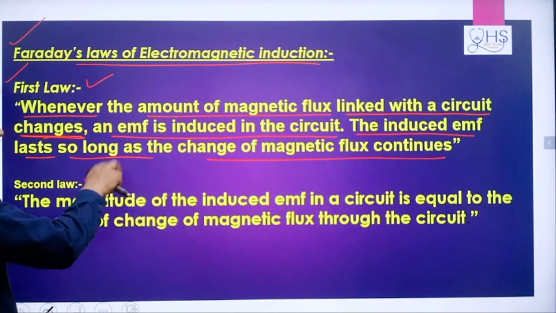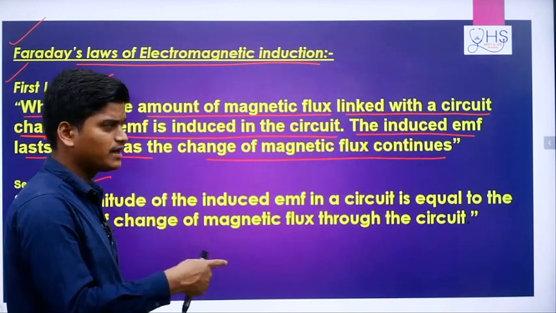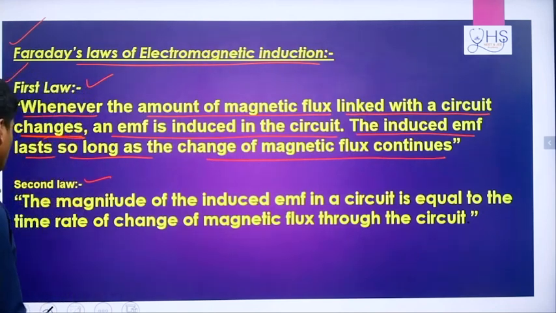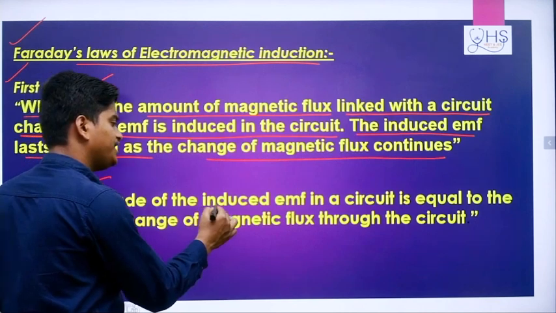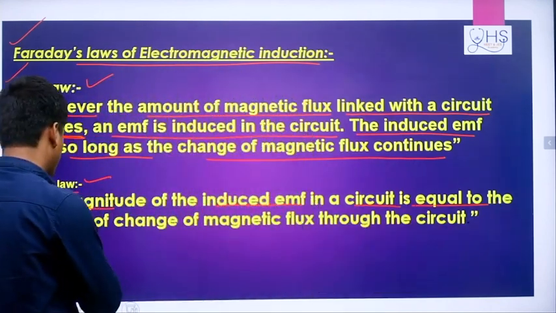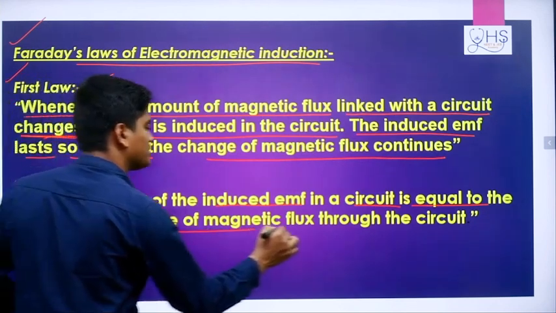Okay, and if the circuit is closed, then that current will be produced. That current is called the induced current if the circuit is closed. Okay, now the second law. What is it? The magnitude of induced EMF in a circuit is equal to the time rate of change of magnetic flux through the circuit.